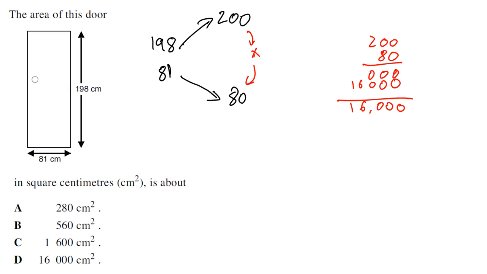Now, that's a very close approximation, and is indeed our answer D. Just for your own interest, if you wanted to know what the real answer was, 198 times 81 is actually equal to 16,038. So, we actually got quite close. The answer here should be D.